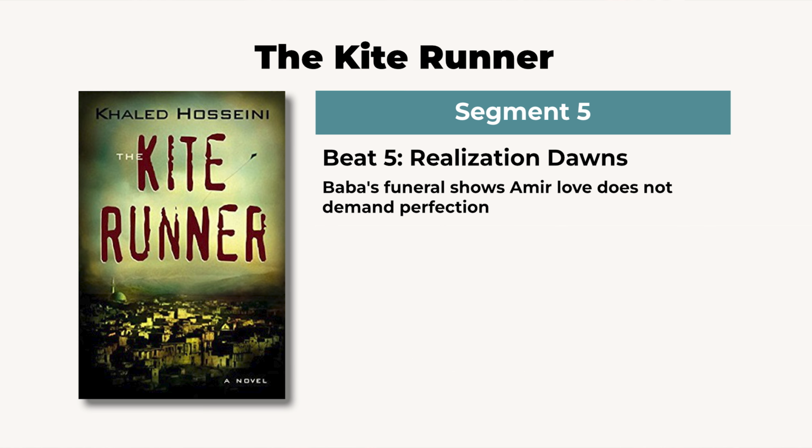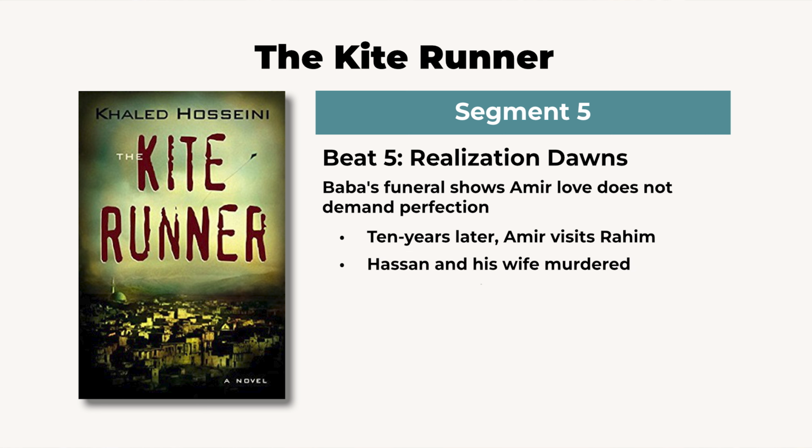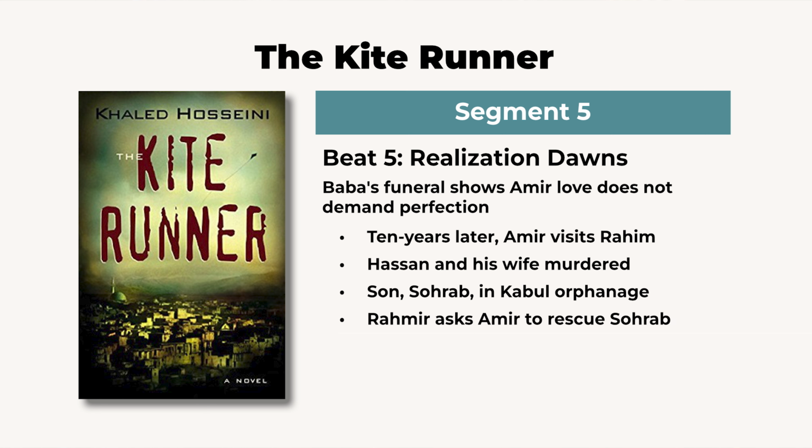In The Kite Runner, Baba's funeral shows Amir how much people loved his father, even though he wasn't perfect. Maybe Amir doesn't have to be perfect either. Ten years later, and still childless, he visits his old friend Rahim, who's now in Pakistan and dying. Rahim brings Amir up to date on Hassan, who was murdered with his wife. Their young son, Sarab, is now in a Kabul orphanage under Taliban control. Rahim wants Amir to rescue the boy, and Amir struggles. Should he risk his life to rescue Sarab, or die a coward? He decides to pay someone else to do it.